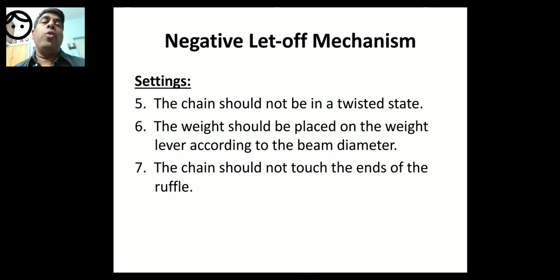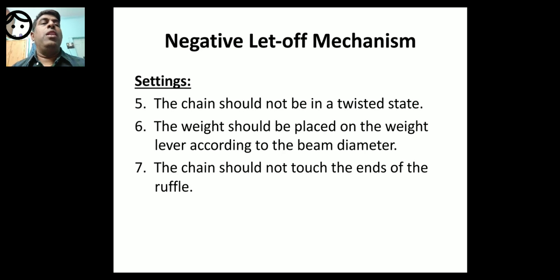And all the 4 points that I have discussed earlier are interdependent on the width of the warp beam or beam barrel, or the distance between the flanges. That's what the sixth point also says: the weight should be placed on the weight lever according to the beam diameter.